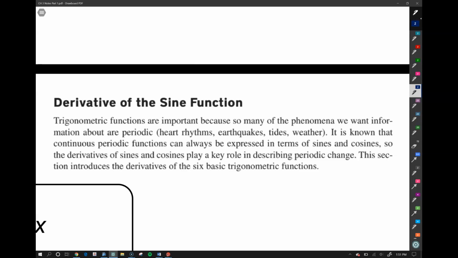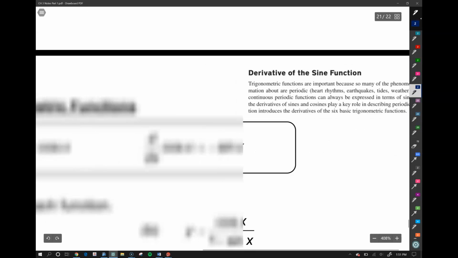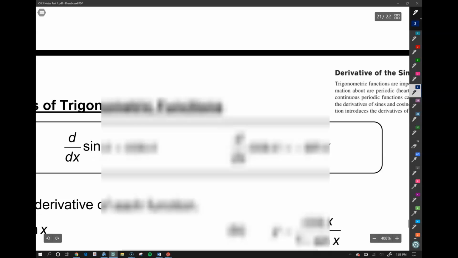It's known that continuous periodic functions can always be expressed in terms of sines and cosines, so the derivatives play a key role, because what if you want to know how something's changing? You have to take the derivative of sine or cosine. So this section is all about derivatives of the 6 basic functions. You will have to memorize these 2, and we're going to be using them a lot.